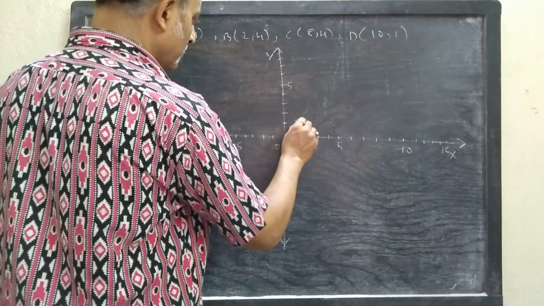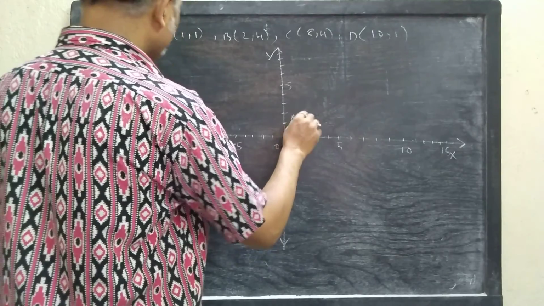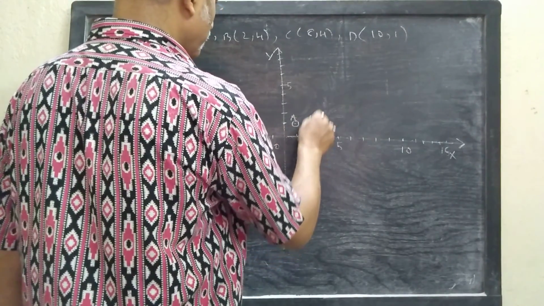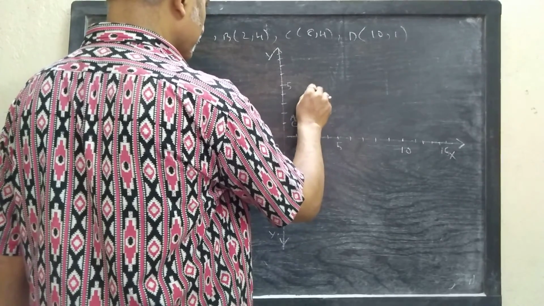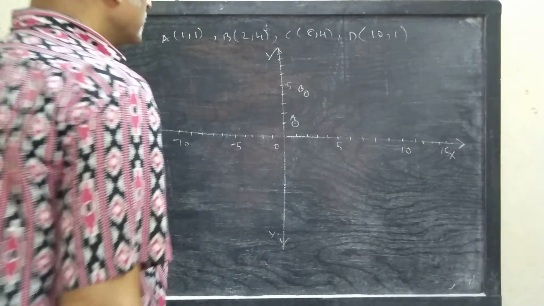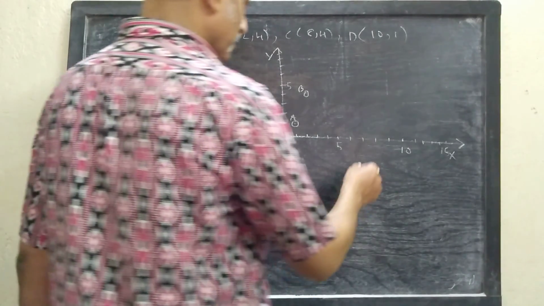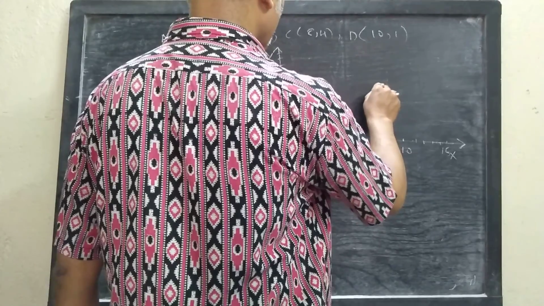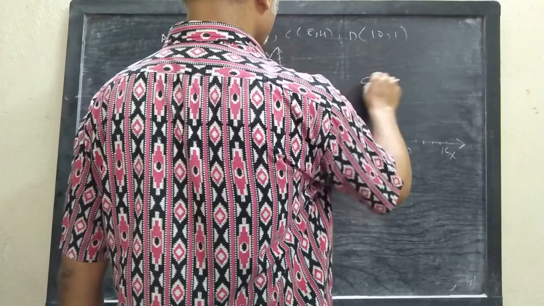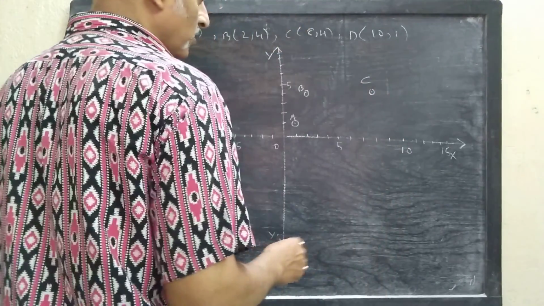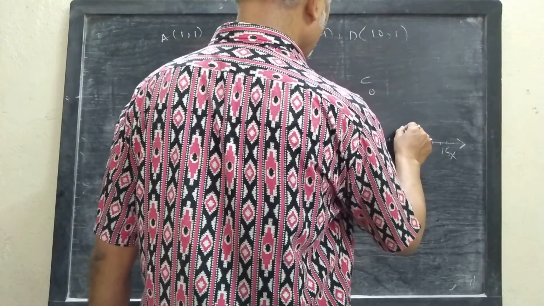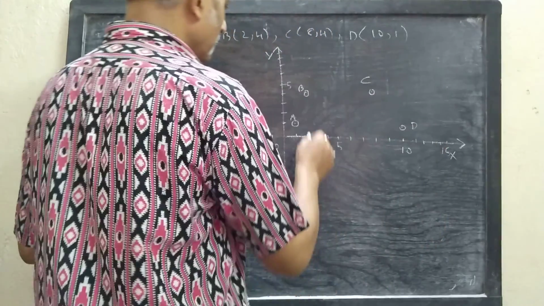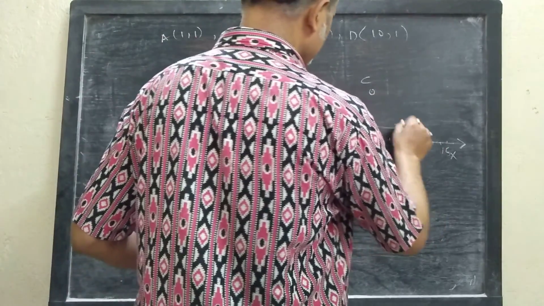So 1, 1 will be this point A. B is 2, 4. B will be here. Then C is 8, 4. This will be here. Then D is 10, 1, and it will be here. Just join them.